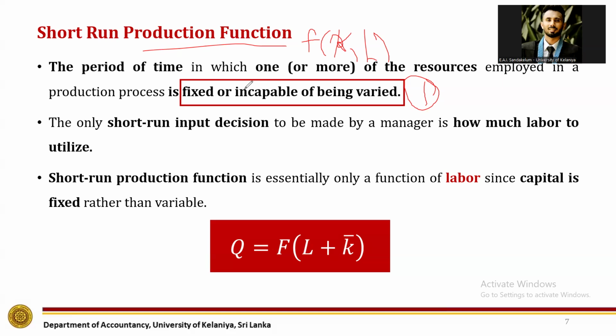To identify the short term production function, the function should consist of at least one fixed variable. At least one fixed variable should be there. How do they take the short run decisions? If they have only the two, K and L, that means K becomes constant. That means they can only take the decision based on L.